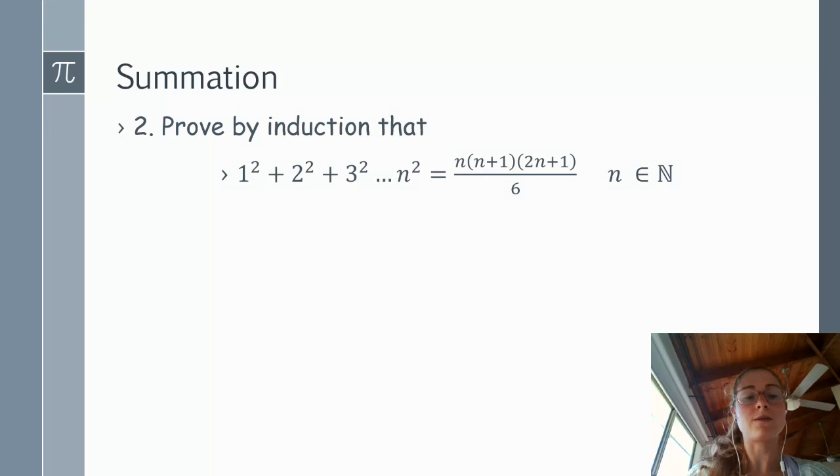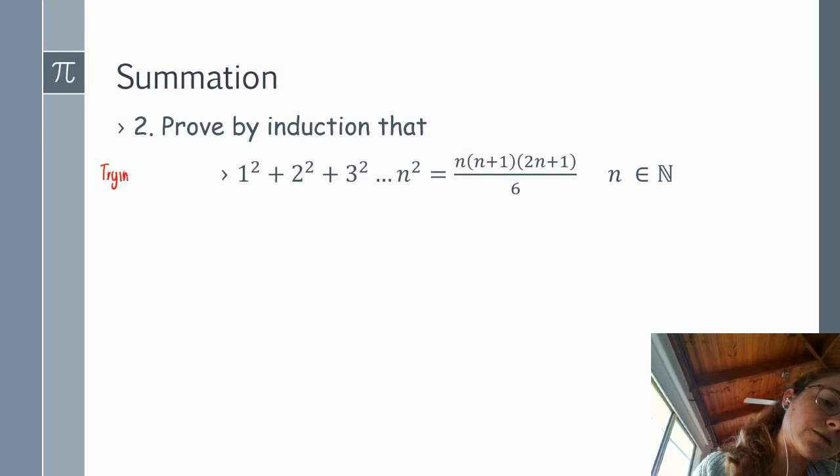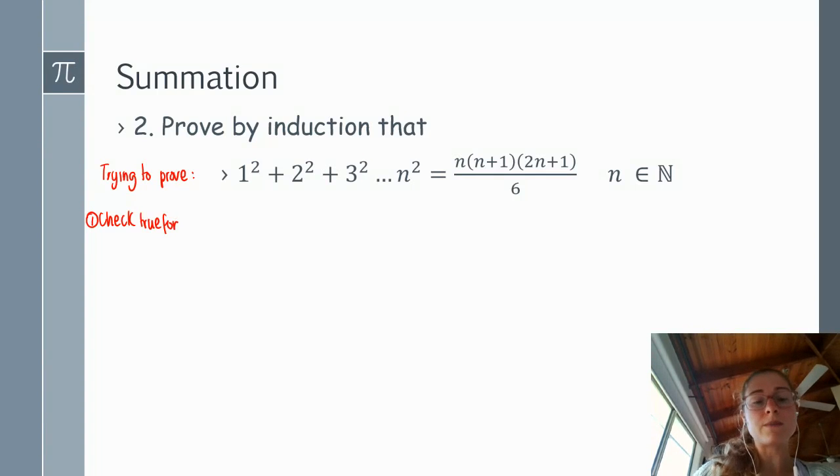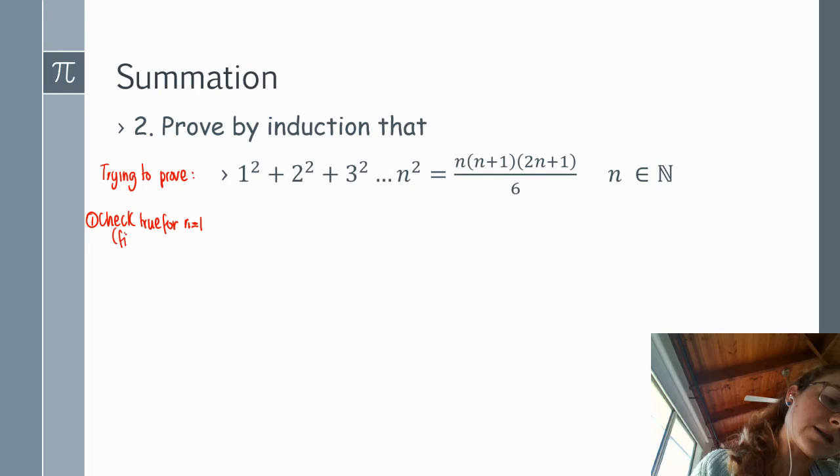Here's the next question. Prove by induction, this time our sum is a little uglier, a lot of squares going on here. 1 squared plus 2 squared plus 3 squared all the way up to n squared is equal to n bracket n plus 1 bracket 2n plus 1 all over 6. Let's use our steps. So I'm going to write, this is what we're trying to prove here. Then we're going to check true for the first term. And our first term is 1 squared. So for n equals 1, brackets, the first term.